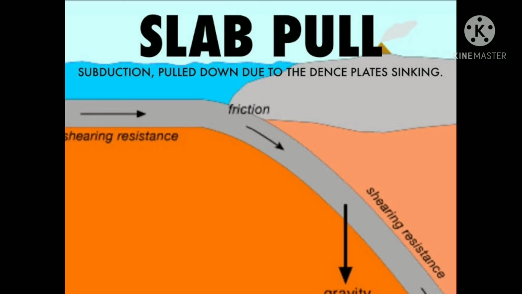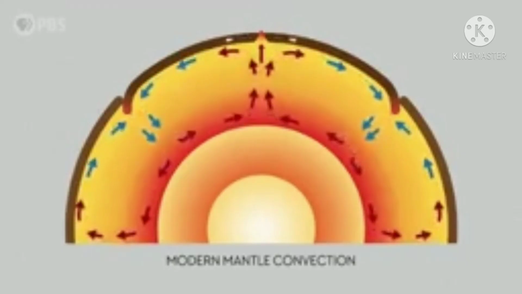Next is slab pull. When an oceanic plate collides with a continental plate, the oceanic plate is forced down into the asthenosphere. Because it is denser than the material in the asthenosphere, the edge of the oceanic plate sinks and pulls the rest of the tectonic plate with it in a process called slab pull.